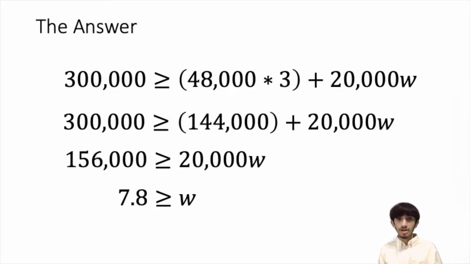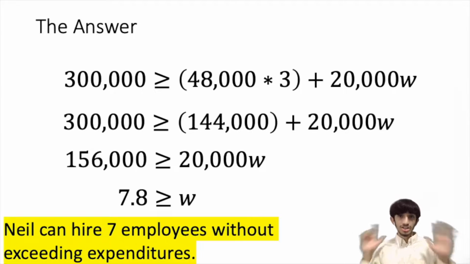Remember, in context, our answer is the maximum number of employees Neil can hire. He can hire at most 7, not 7.8 employees. Neil can't chop up his employees. Why would he do that? Neil would never do that. Of course he wouldn't do that.